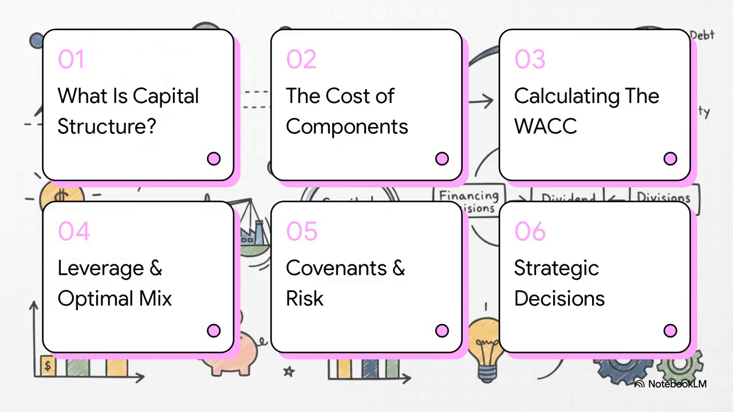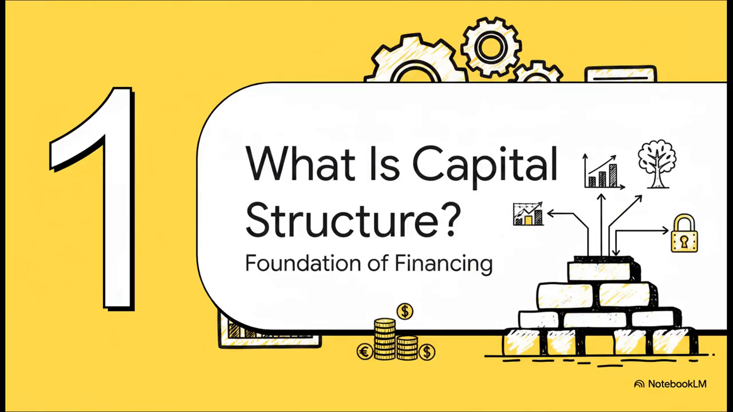So here's our game plan for today. We'll start with the absolute basics, then we'll get into the costs of different types of capital, calculate the all-important WACC, talk about leverage, and finally, tie it all together with the big strategic picture. By the time we're done, you'll have a rock-solid framework for any capital structure question they can throw at you. Okay, let's dive into our first section.